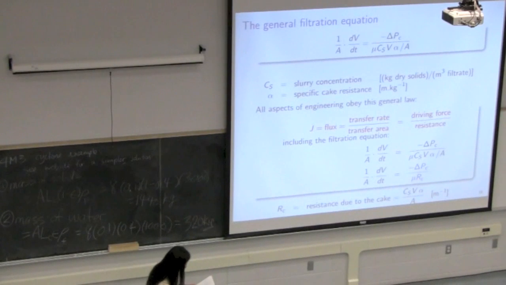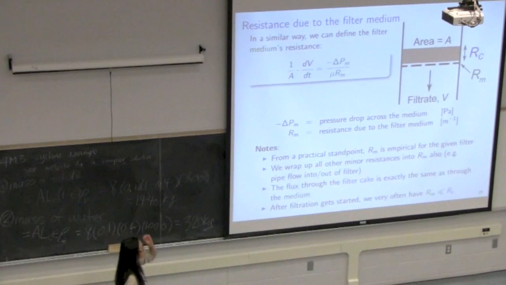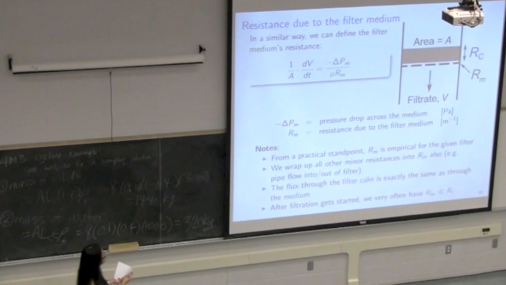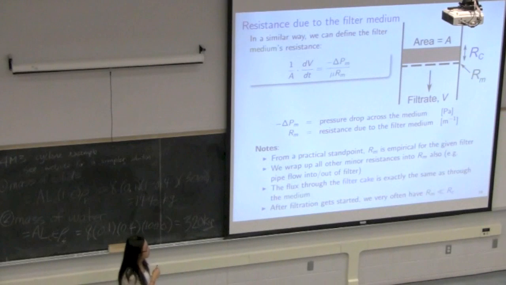Okay. Now that we've done the cake resistance, we're going to go on to the filter medium and find the resistance of the filter medium. In a similar way, we're going to do the same thing. So dV over dt divided by our cross-sectional area is equal to the pressure drop across the medium divided by the resistance due to the medium and viscosity. That's our diagram that we're looking at here, right? So you've got resistance due to cake and then resistance due to the medium, and your slurry is up and down. Okay, just a couple of notes on this Rm value. It's an empirical value.